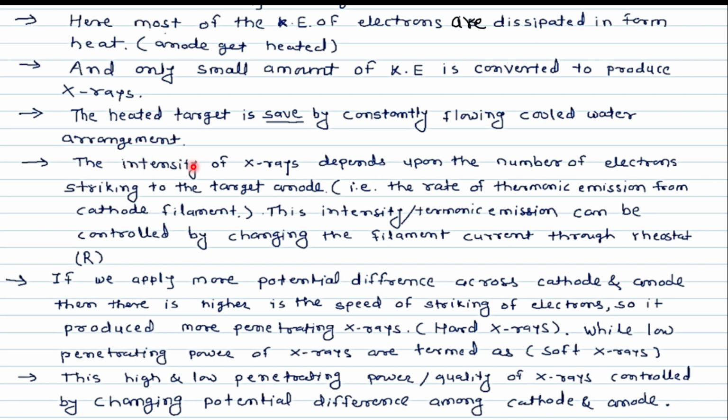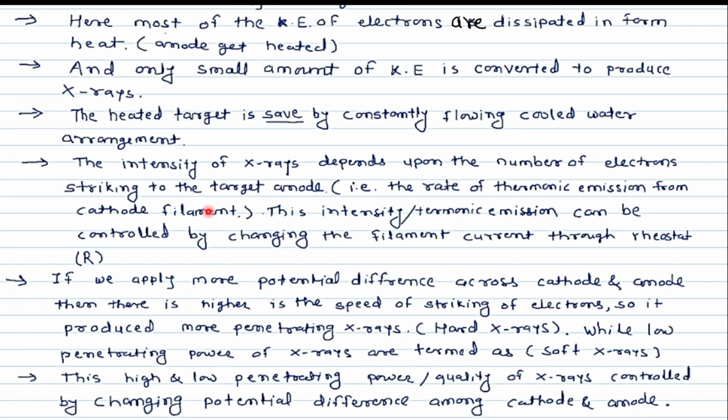The intensity of X-rays depends upon the number of electrons striking the target anode. If more electrons strike the target anode, more intense X-rays are produced. So if more electrons are emitted from the cathode filament, they will collide with the target, and we will get more intensity.